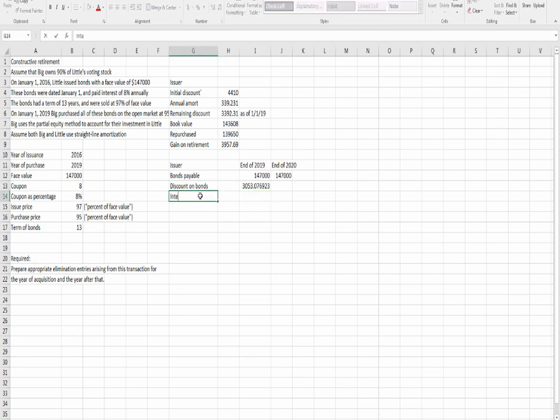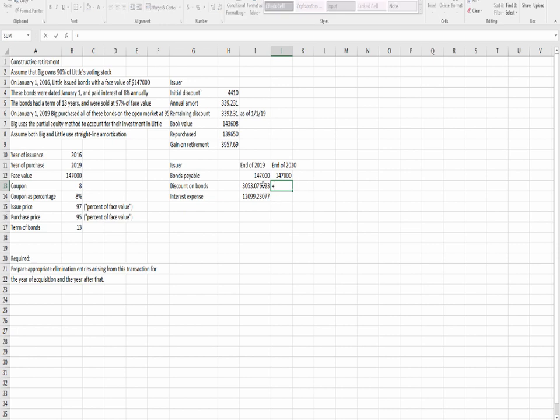And the issuer also has interest expense equal to the coupon rate times the face value plus the annual amortization. And again, these bonds were issued at a discount. Amortization of a discount increases interest expense. So this interest expense of $12,099.23, that is the coupon interest. And again, the coupon interest, just for reference, is 8% of 147,000, or $11,760. That's the coupon interest, to which we add the amortization of $339.23.